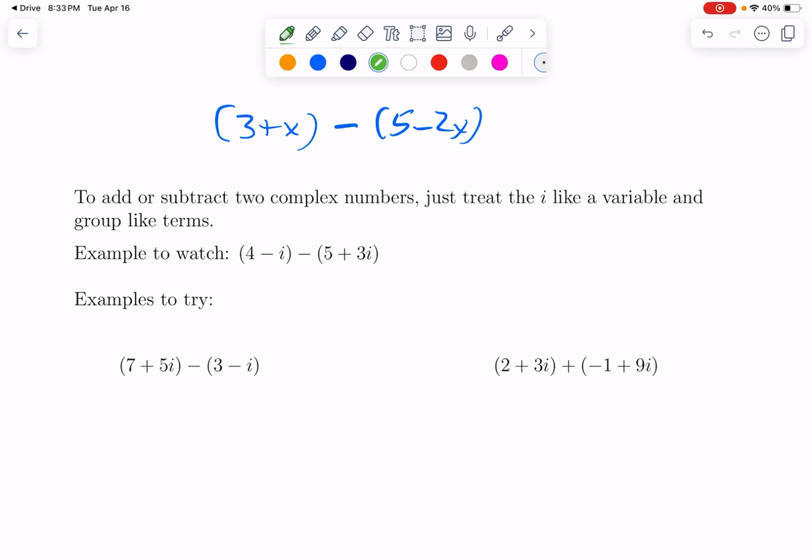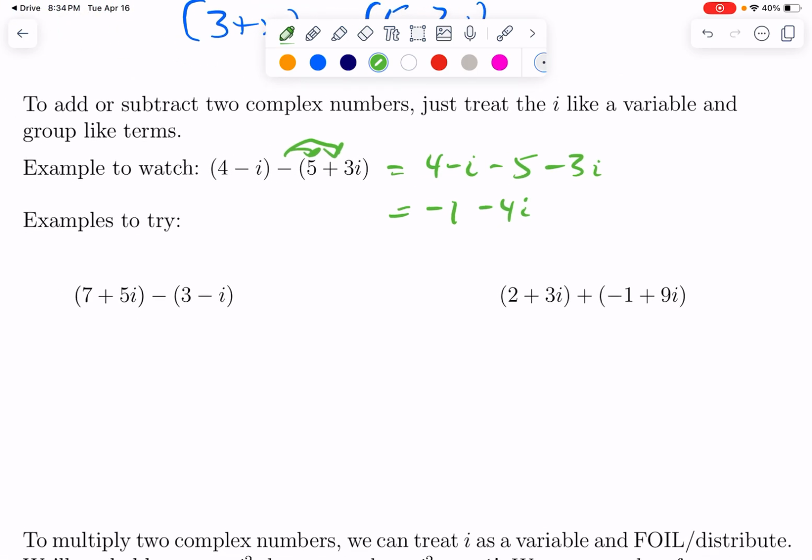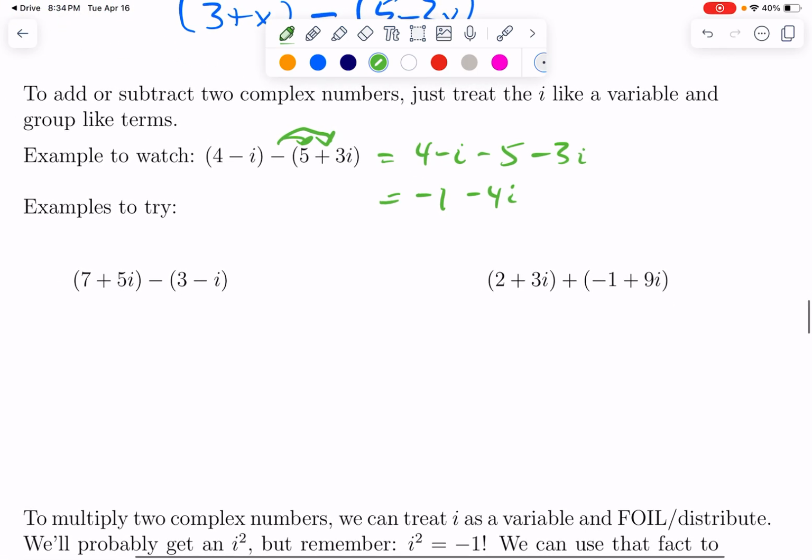So for this example here, first thing I would distribute that negative. So I would have minus 5 and minus 3i. Then I would just group like terms. 4 and negative 5 are both real numbers. I can combine them and I get negative 1. Negative 1 and negative 3i are both imaginary. I can combine those and I get negative 4i. You don't even have to worry about what i means, just combine them. So take a moment and try these two examples below.